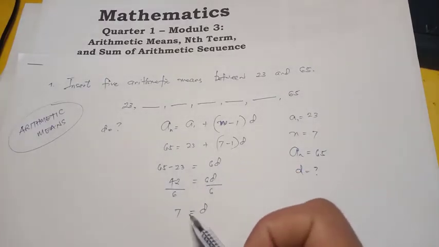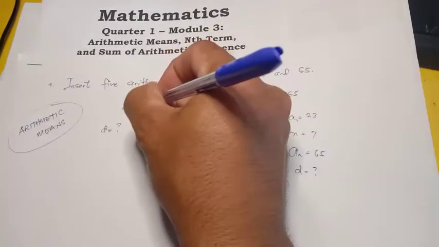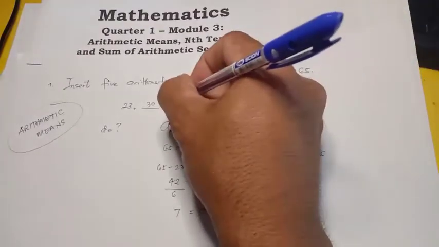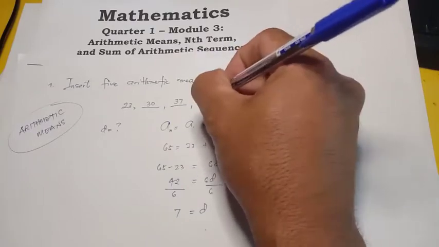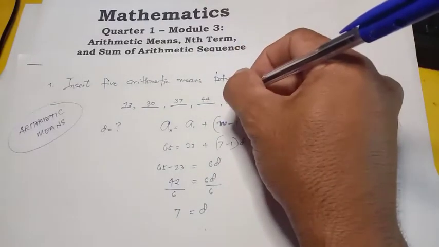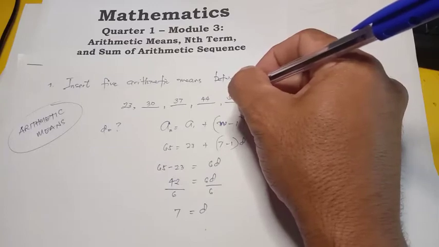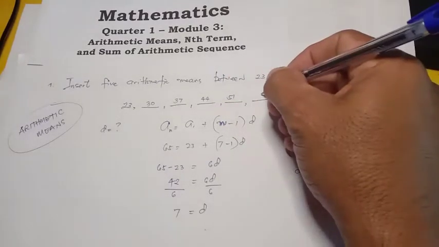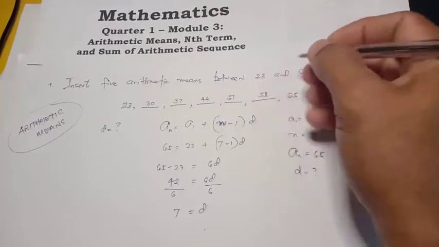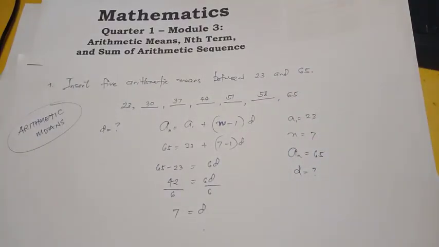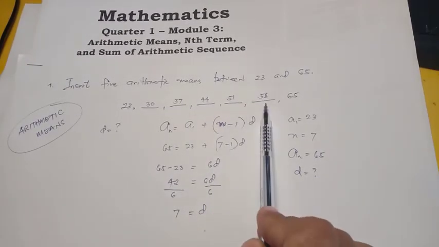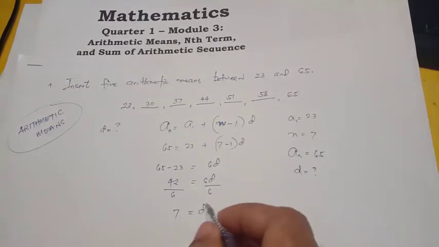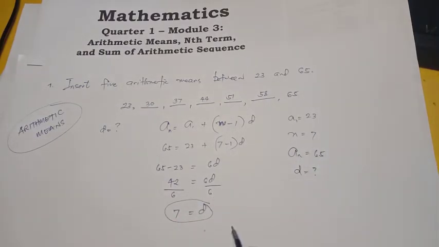So, para makuha natin yung mga arithmetic means, i-add lang natin yung 7 doon sa first term. So, 23 plus 7, that is 30. Plus 7, 37. Plus 7, 44. Plus 7, 51. Plus 7, 58. Plus 7, 65. So, the 5 arithmetic means between 23 and 65 are 30, 37, 44, 51, 58. So, ang hinanap lang natin is yung common difference.